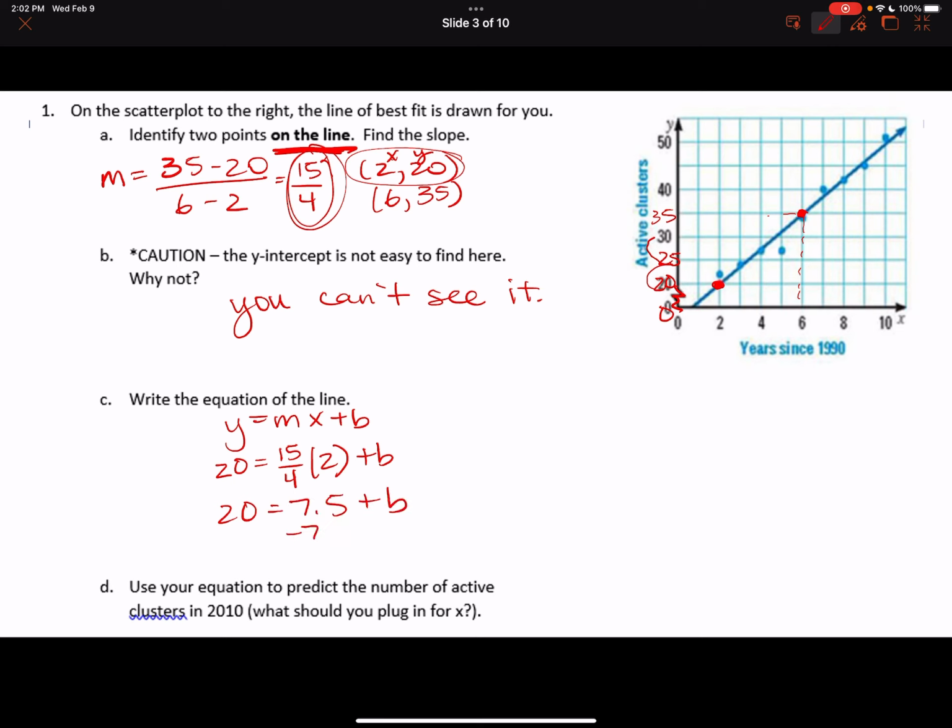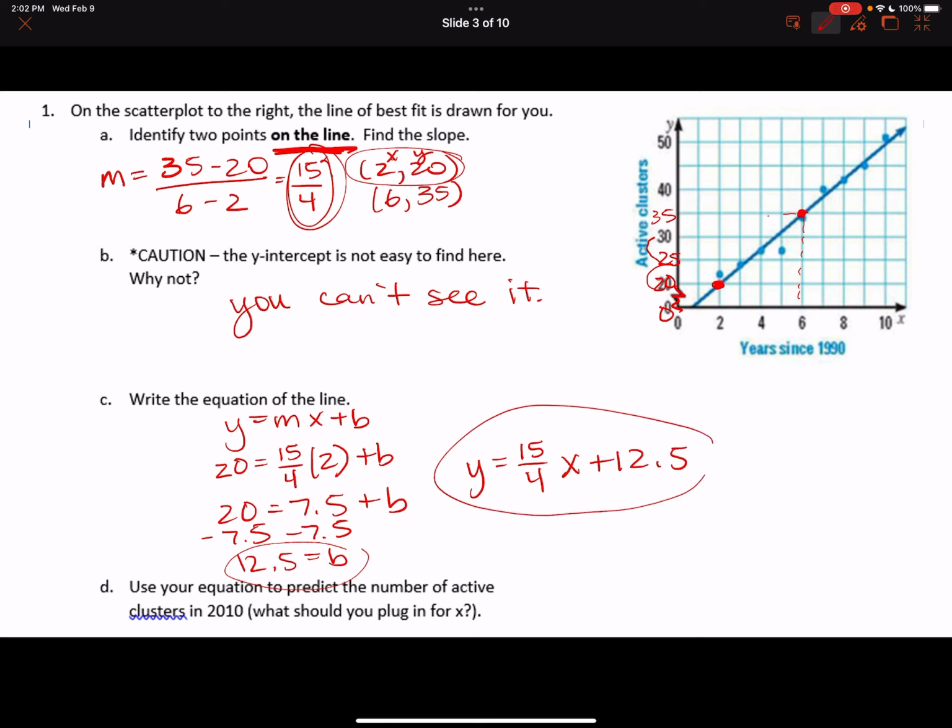And then when I solve for b, I'm allowed to use this decimal. So 20 minus 7.5 is going to be 12.5. So that's my b. Now for my equation, I need to take my b and my m. y is equal to 15 over 4x plus 12.5. So there's my equation.